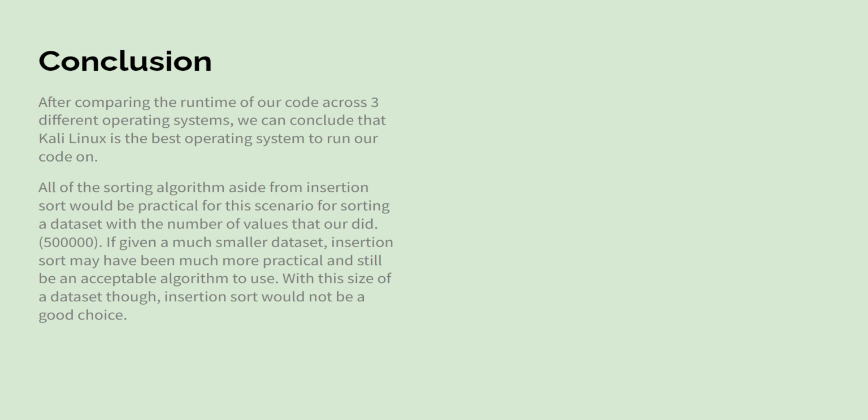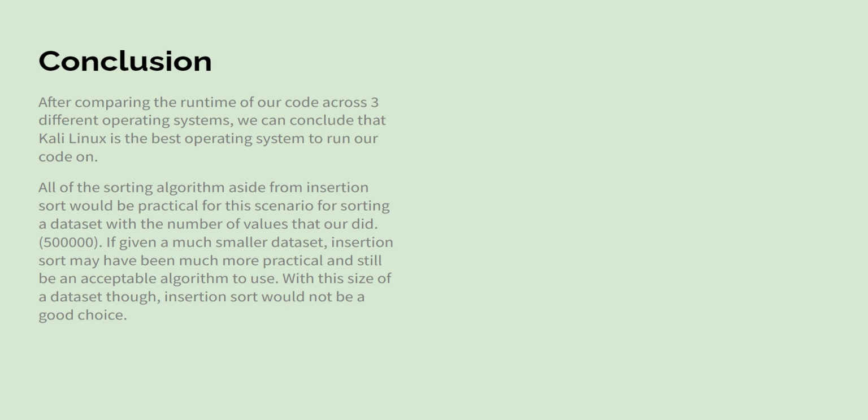So in conclusion here, after comparing the runtime of our code across 3 different operating systems, we did conclude Linux was the best one to run most of our code on. Insertion sort, not so much. All the sorting algorithms aside from insertion sort would be practical for this scenario of sorting a data set. The number of values that ours did was about 500,000. It was exactly 500,000, I'm sorry.